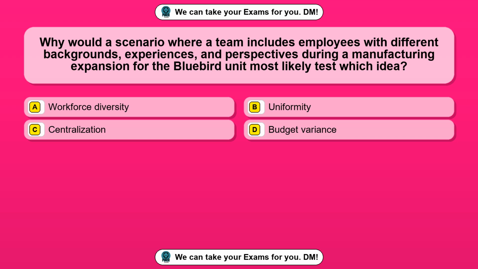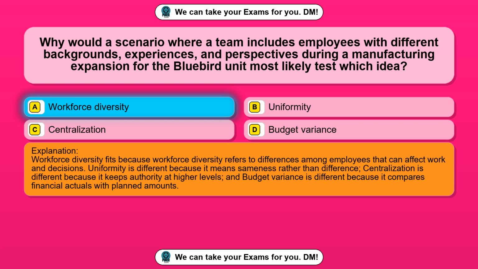Question 94. Why would a scenario where a team includes employees with different backgrounds, experiences, and perspectives during a manufacturing expansion for the Bluebird unit most likely test which idea? Option A, workforce diversity. Option B, uniformity. Option C, centralization. Option D, budget variance. The correct answer is option A, workforce diversity. Workforce diversity fits because workforce diversity refers to differences among employees that can affect work and decisions. Uniformity is different because it means sameness rather than difference. Centralization is different because it keeps authority at higher levels, and budget variance is different because it compares financial actuals with planned amounts. Question 95.